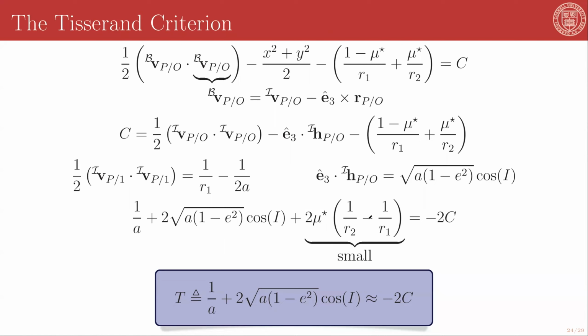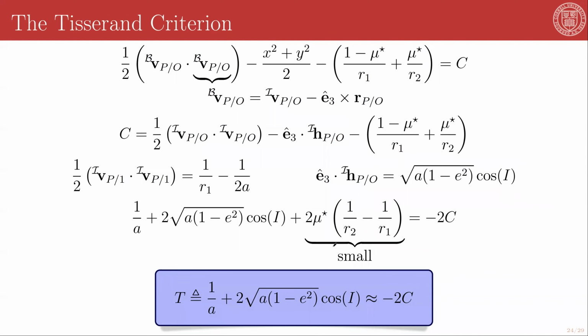And these are typically large distances, and so this term is small and can be neglected, which means that the Tisserand criterion can be defined as negative twice the value that we've been calling the Jacobi constant, negative 2C, and will equal 1 over a plus 2 times the square root of a times (1 minus e squared) cosine i.